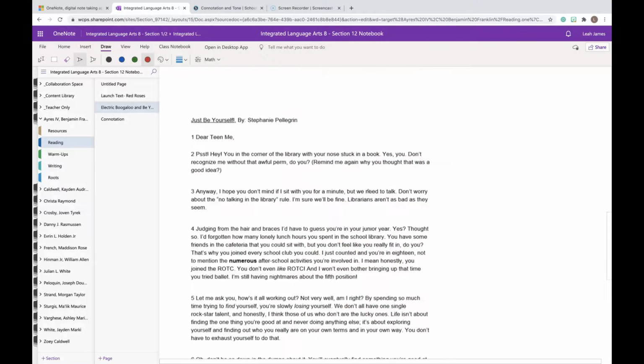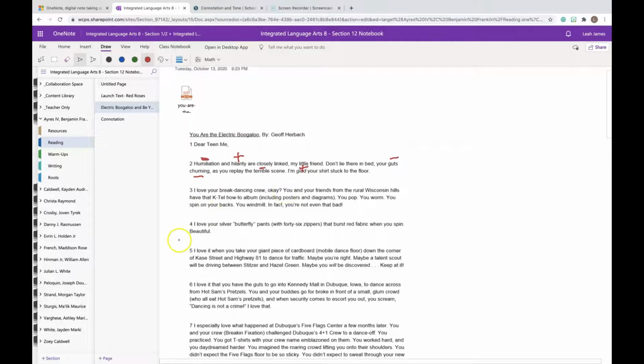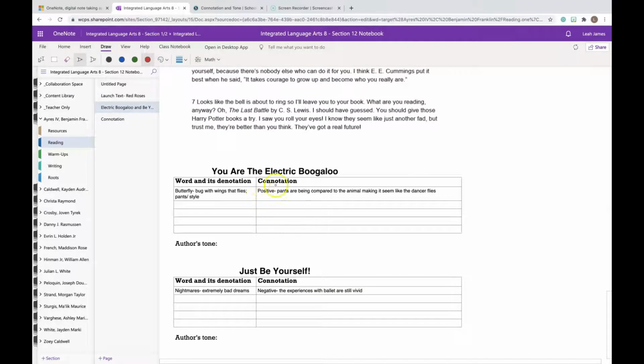And at the very end of that sentence, in paragraph 4, he uses that word beautiful, okay, which has a very positive connotation. So love is very positive. Beautiful is very positive. Butterflies have a positive connotation for me, okay? They burst with red fabric when you spin. Positive. So I know that the overall connotation of that word is positive, and then I just explain why I think it's positive, okay?